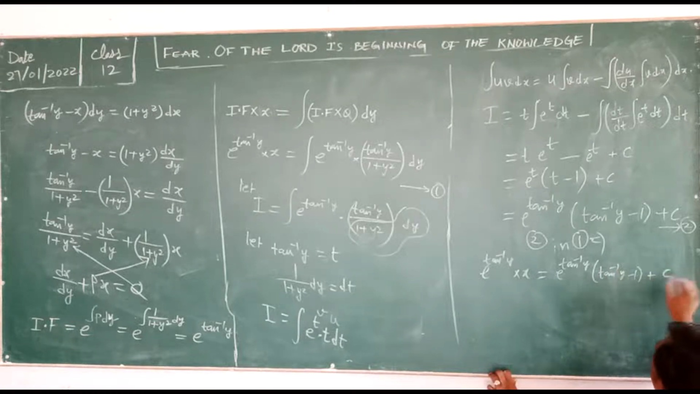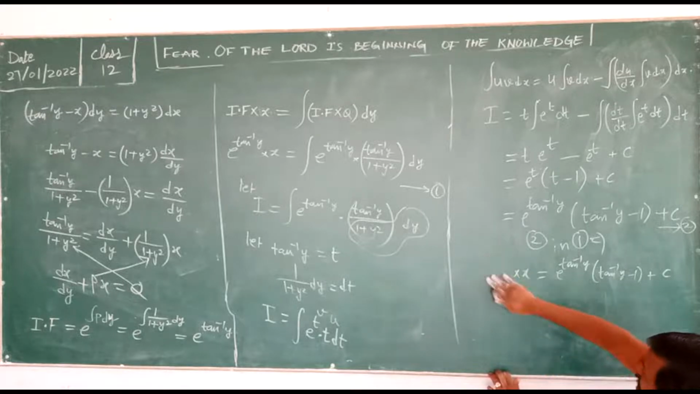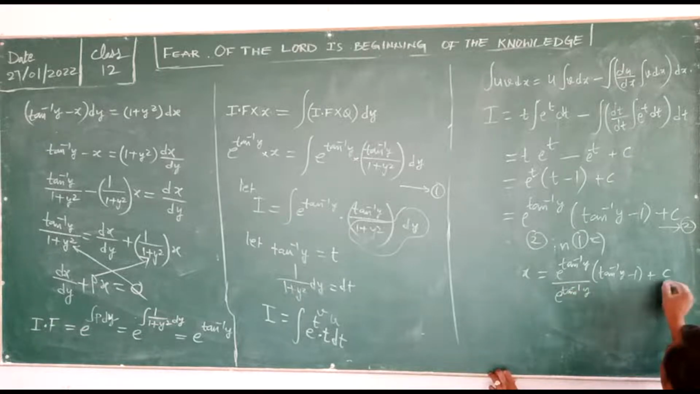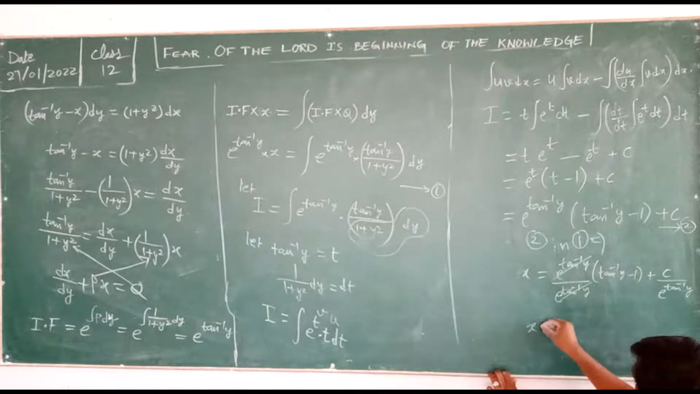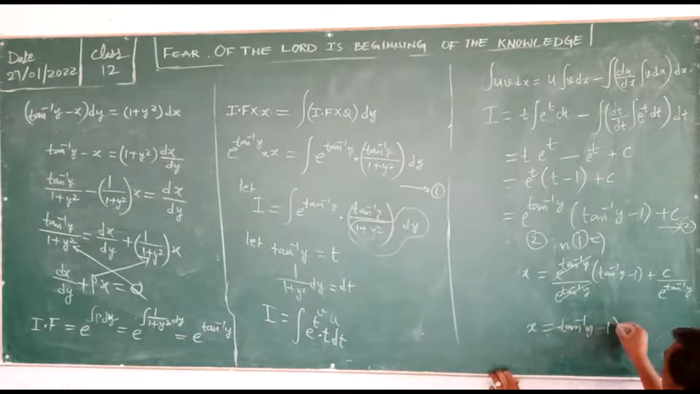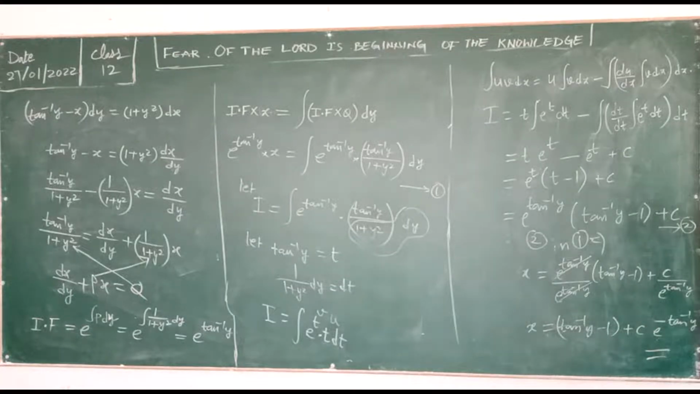tan inverse y minus 1 plus c. Now this e power tan inverse y is multiplying, so go to that side as division. I'll divide by e power tan inverse y here and e power tan inverse y here, and this gets cancelled. So then x is equal to tan inverse y minus 1 plus c e to the power of minus tan inverse y. So that is your final answer. I hope you all understood this question.